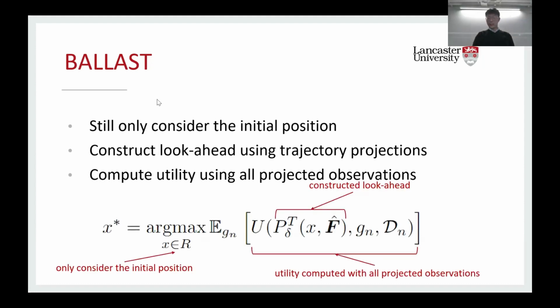So if you look at this formula, we can see it's basically the same with minor adjustment. Previously, this chunk is just one x, it's one initial location. But here we have this p delta t x f hat. So this is the constructed look ahead.